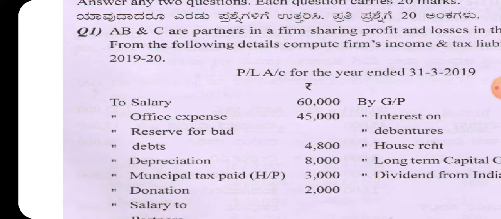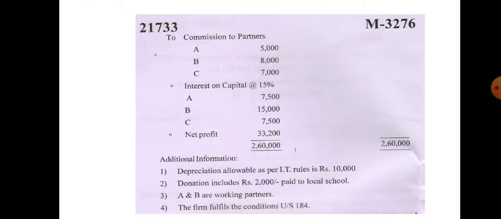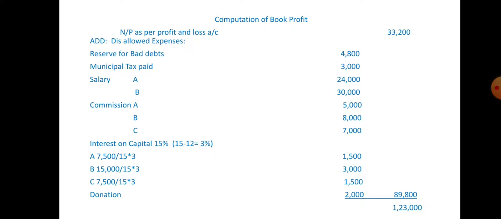Third one is given as reserve for bad debts. Here reserve for bad debts 4,800 is there. In the profit and loss account, you are going to take only the revenue expenses and losses, and also the incomes and gains. Any reserves or provisions created are an appropriation of the profit. When it is an appropriation of the profit, it is not to be taken on the debit side of the profit and loss account. Hence you have to disallow any reserves or provisions if given in the profit and loss account. So you go for the solution, and you take reserve for bad debts 4,800.